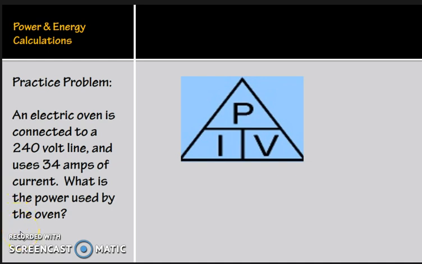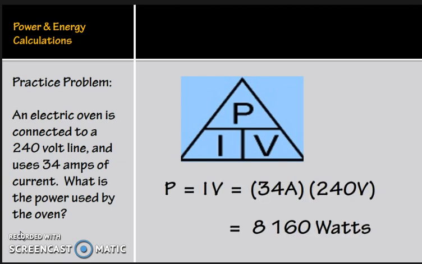So you would set it up P equals formula, and that'd be P equals I times V. So I have it all set up here, and we'd have 34 amps for our current, and we'd have 240 volts for our voltage or potential difference, and we'd just multiply them. And we would get 8,160 watts. Okay, notice that power is watts again.